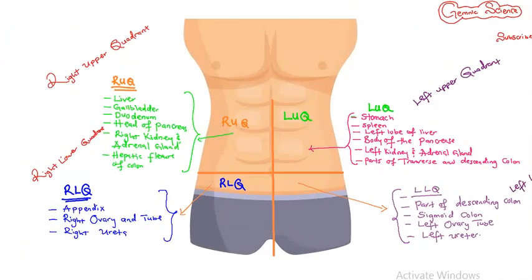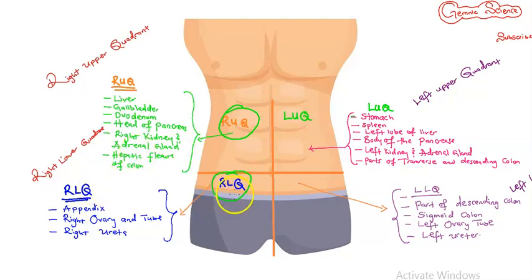Starting with the first one, by my right hand side, not the client's right hand side, which is LUQ, left upper quadrant. In this case, notice that we can find the stomach, the spleen, the left lobe of the liver, body of the pancreas, left kidney and adrenal gland, part of the transverse and descending colon. What about in the case of the right upper quadrant? We can find the liver, gallbladder, duodenum, head of the pancreas, right kidney and adrenal gland. Then the last one is the hepatic flexure of the colon.